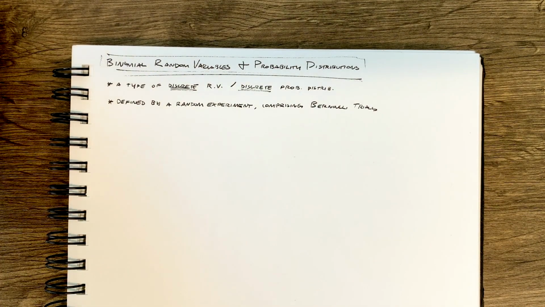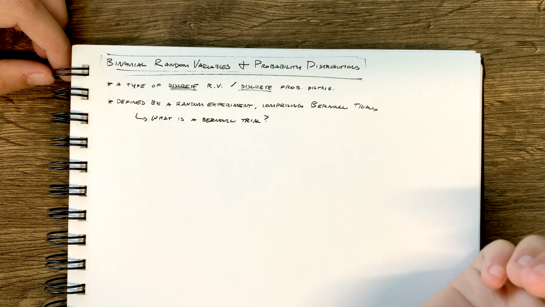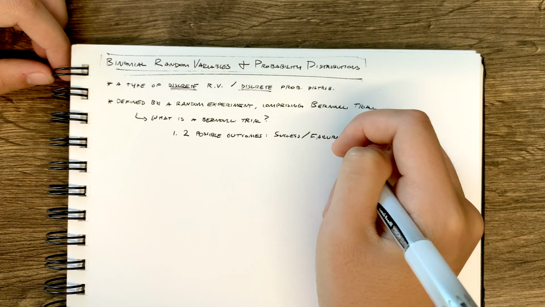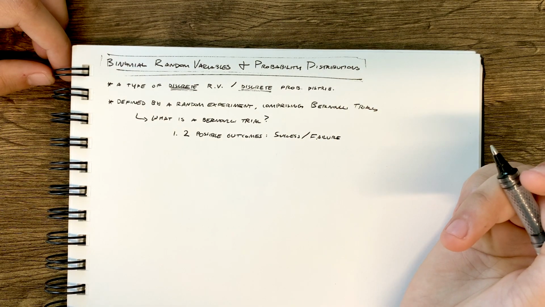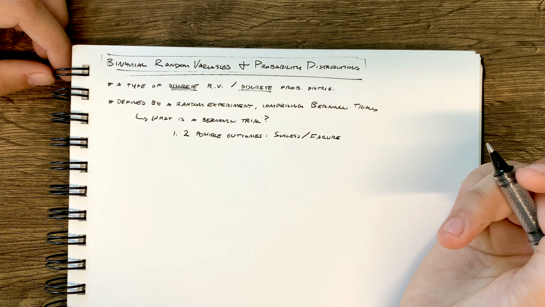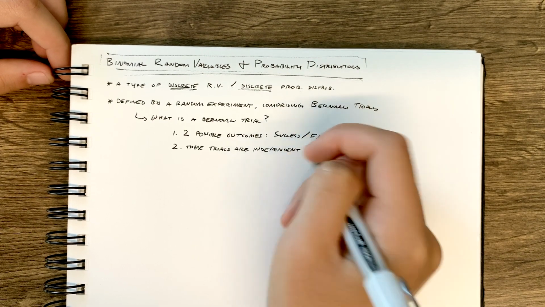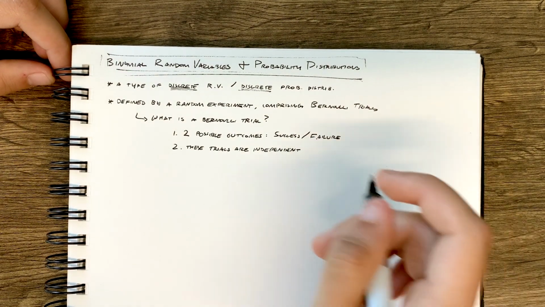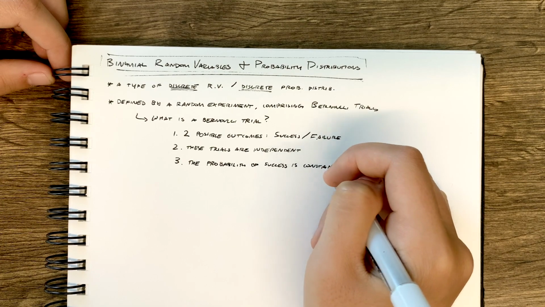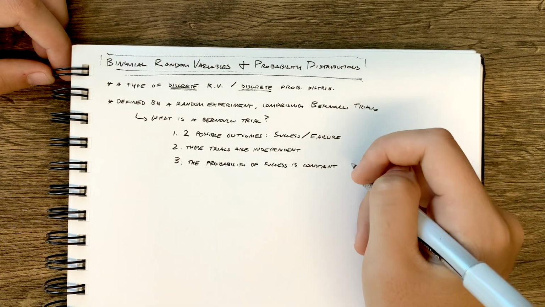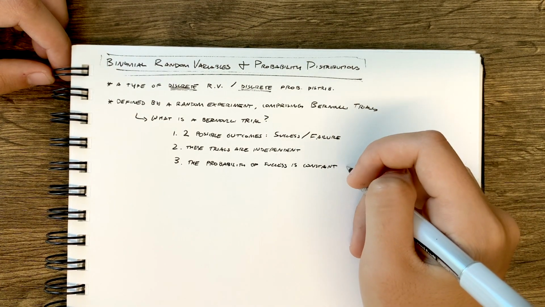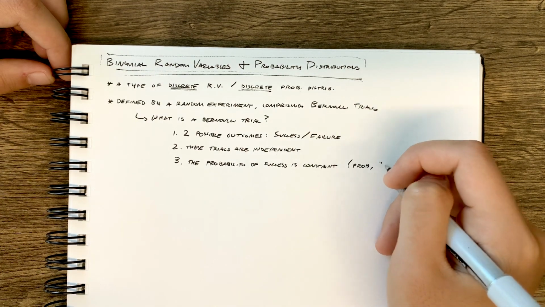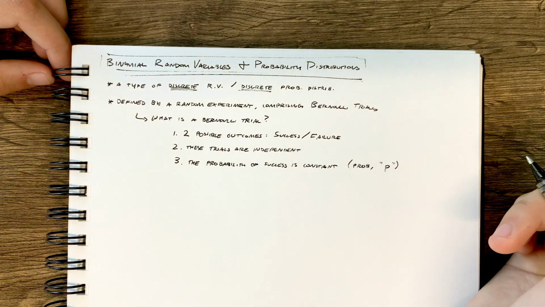To go on a quick side tangent, let's talk about what a Bernoulli trial even is. A Bernoulli trial has two possible outcomes. It will either be a success or a failure. Secondly, all these trials are independent of each other. And thirdly, the probability of a success occurring within one of these trials is constant for each trial. We can represent the probability of a success occurring with a lowercase letter p.